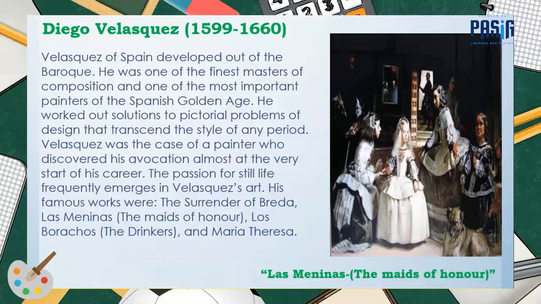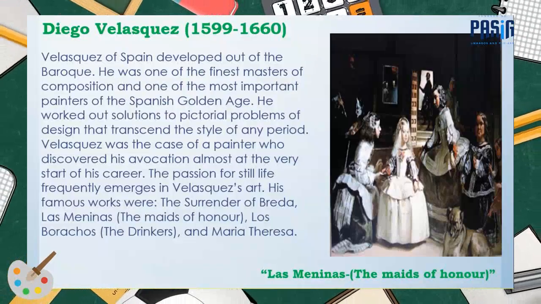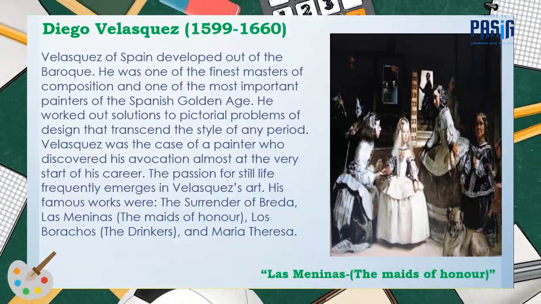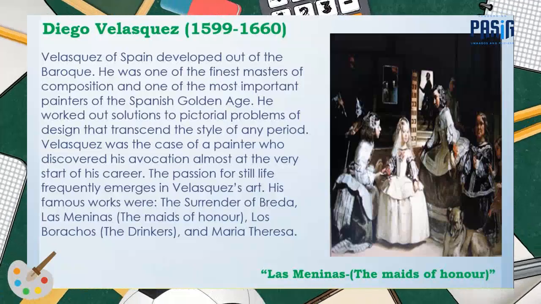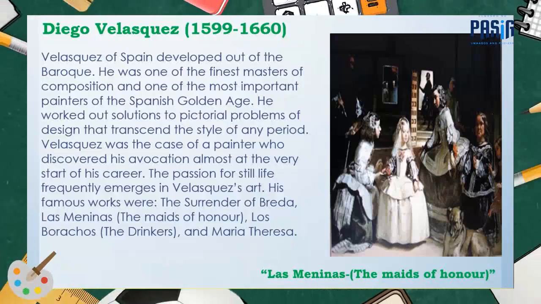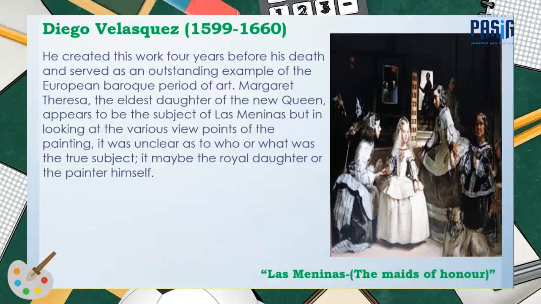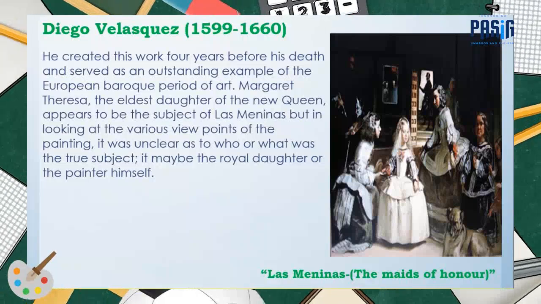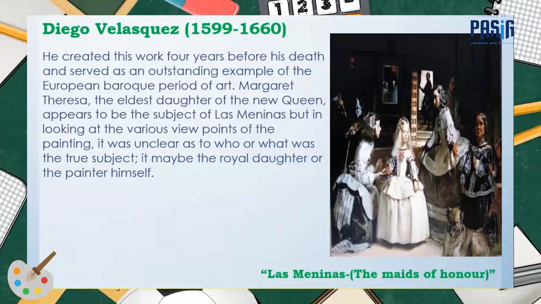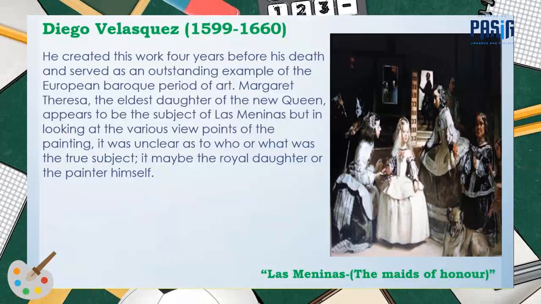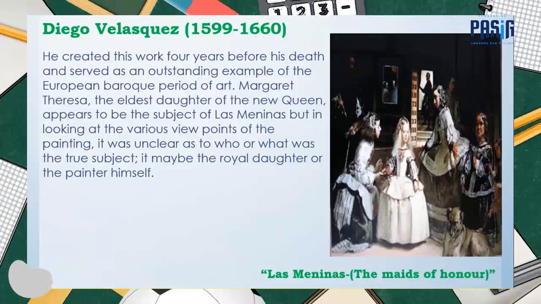His famous works were The Surrender of Breda, Las Meninas, The Maids of Honor, Los Borrachos, The Drinkers, and Maria Teresa. The painting seen in this picture is called Las Meninas, The Maids of Honor, created by Velázquez. He created this work 4 years before his death and it served as an outstanding example of the European Baroque period of art. Margaret Teresa, the eldest daughter of the new queen, appears to be the subject of Las Meninas, but in looking at the various viewpoints of the painting, it was unclear who or what was the true subject. It may be the royal daughter or the painter himself.